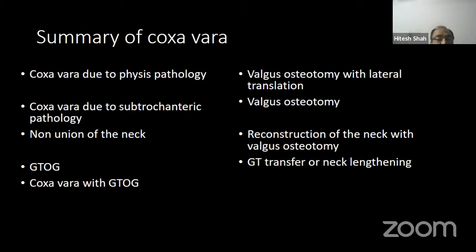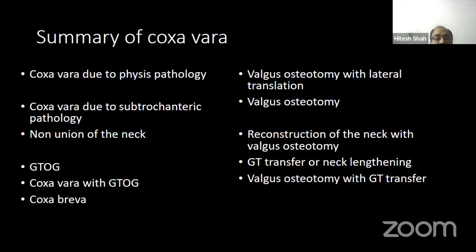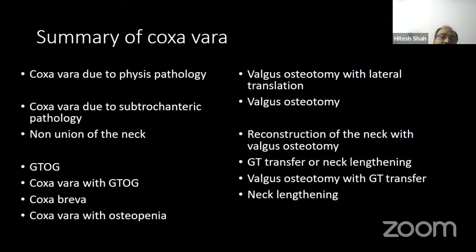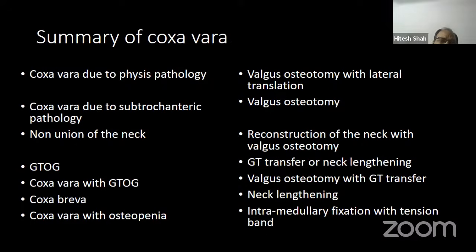Or whenever there is a Coxa Vara with greater trochanteric overgrowth, we can do a valgus osteotomy with the greater trochanteric transfer. Coxa breva, that is a short neck, we can do a neck lengthening procedure. Coxa Vara with severe osteopenia, we can do intramedullary fixation with tension band wiring, like I said, it's a Frazier's method.